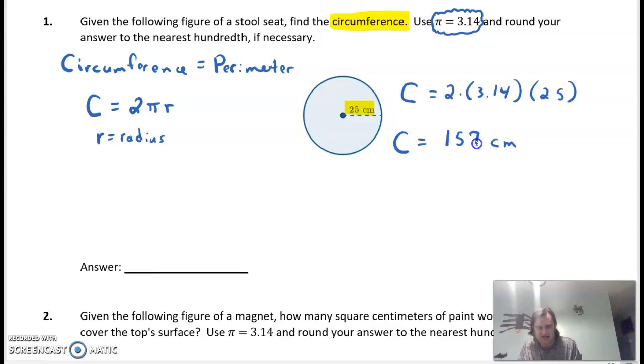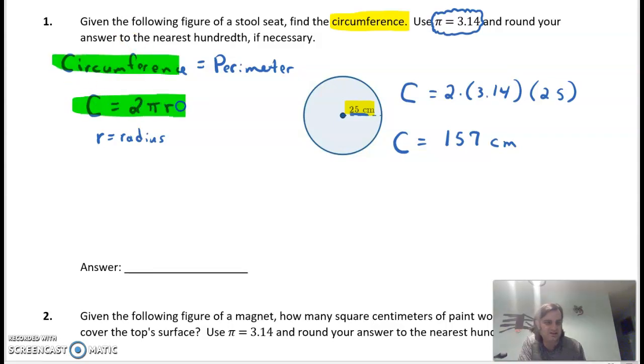So based off of the circle we have here, the circle has a radius of 25 centimeters. And if we were to walk all the way around the circle, or probably put something around it, it would be 157 centimeters. So keep this handy. We have the formula for the circumference of a circle, which is 2 pi r, where pi is 3.14 and r is the radius.